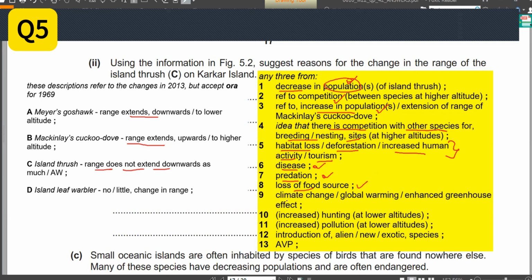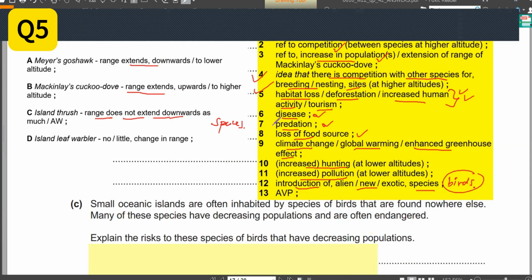Loss of food sources may be caused by climate change, global warming, enhanced greenhouse effect, human activities, clearing out the lands, loss of habitat, and so on. Increased hunting could be one of the reasons. Increased pollution, introduction of new species. So new species of birds present may take up more space, so the range will be decreasing for some of the birds. These are all of the possible reasons that can be accepted.